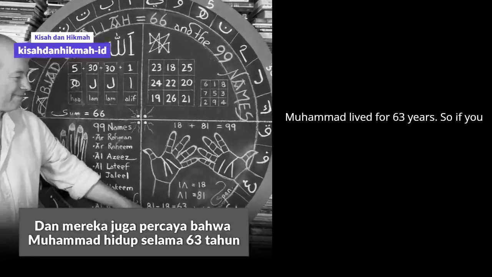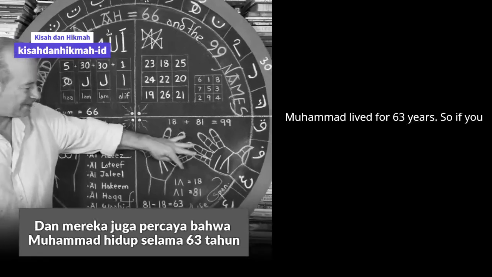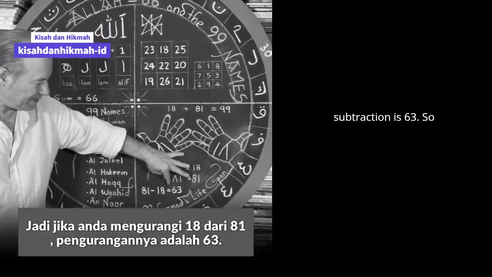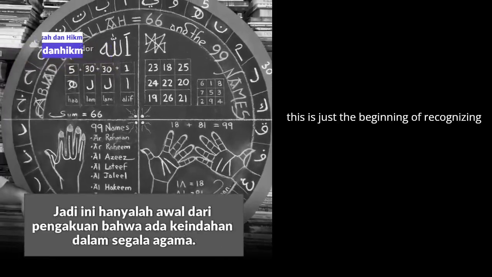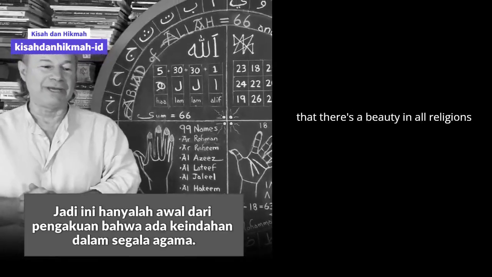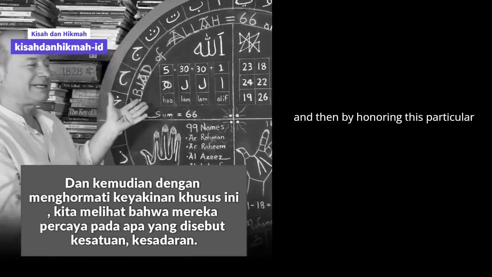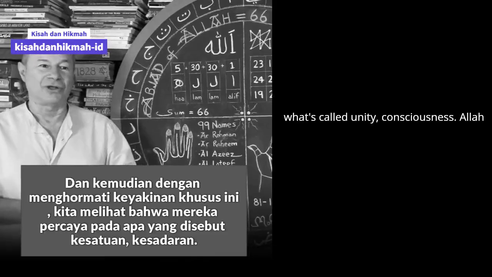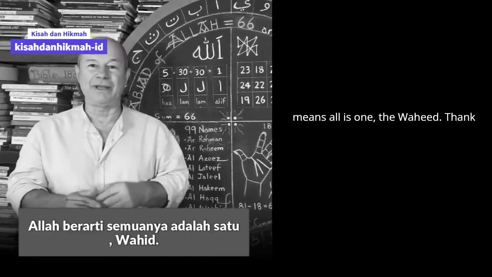They also believe that Muhammad lived for 63 years. If you take 18 from the 81, the subtraction is 63. This is just the beginning of recognizing that there's a beauty in all religions, and by honoring this particular faith, we're seeing that they believe in what's called unity consciousness. Allah means all is one, the Wahid.